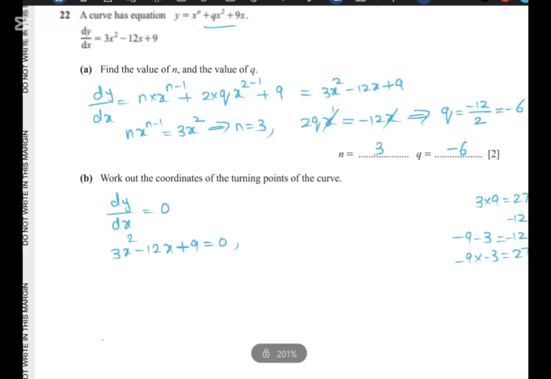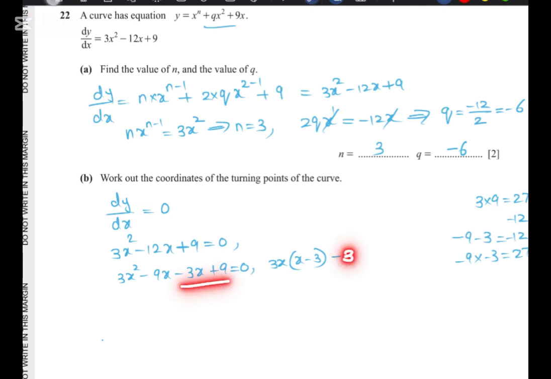Split the middle term now. So 3x square minus 9x minus 3x plus 9 is equal to 0. Take 3x common in the first two terms. I get x minus 3 in brackets. Then in the next two terms, take minus 3 common. Then x minus 3 will be in brackets. Here again we can take x minus 3 common, and you get 3x minus 3 in brackets, which is equal to 0. Use these expressions to find the value of x.